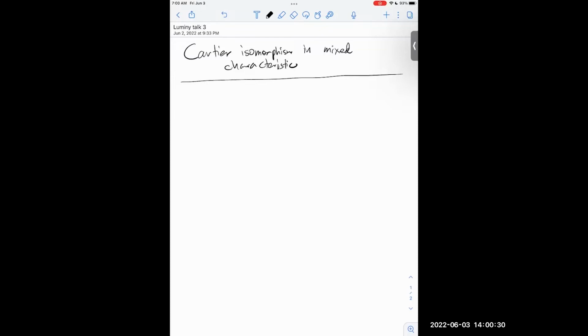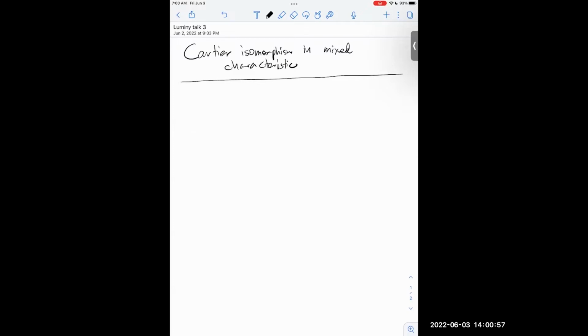So this is my third lecture on this mini course on syntomic cohomology. But actually, today's talk will be mostly independent of my last two talks yesterday. So today I wanted to talk about essentially what we call F-smoothness in the paper with Bhargav Bhatt, and it's some sort of mixed characteristic analog of the Cartier isomorphism. So let me get started.